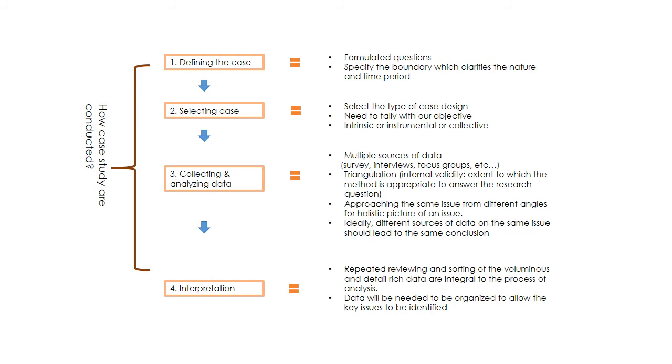So from the rich data, we have to find what is the significant information that we found to answer our research question. Okay, so the data need to be organized to allow the key issues to be identified. So you have to imagine if you interviewed 10 people, and then you have to transcribe all the interviews, then you have to process all the interviews to find what are the key issues that we found, and that is from one source of data. Then you have to run the survey data, and then you have to run the document analysis. So what is the information that you got?